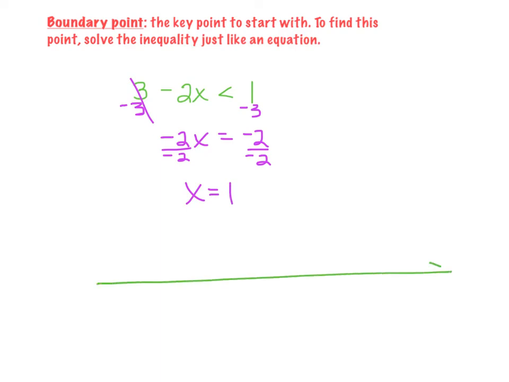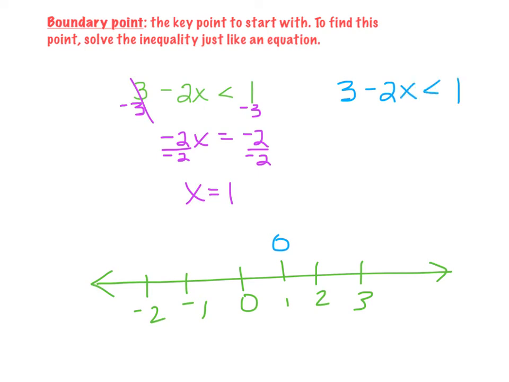Okay, so I'm going to go ahead and draw my number line. I'll put 0 here, 1, 2, 3, and some negatives. My boundary point's 1. Now I need to figure out, does 1 actually work in the original problem? If I go back to the original problem and plug a 1 in there, it says 3 minus 2, 1 is 1 less than 1. No, that does not work, so I don't shade it in.